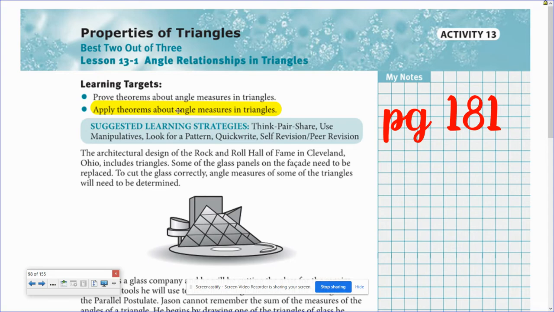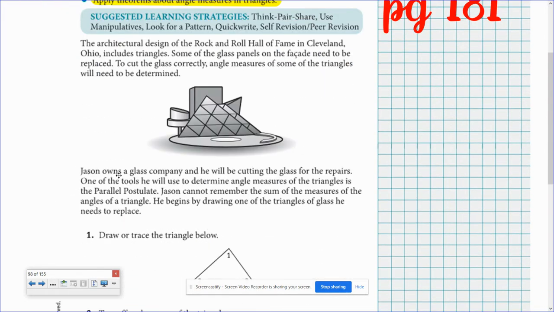We're going to be applying some theorems about angle measures in triangles today. That's kind of our main point. Now, this whole activity is about the architectural design of the Rock and Roll Hall of Fame in Cleveland that includes triangles. So you're going to be hearing a lot about this scenario with this guy, Jason, who owns a glass company and is cutting glass for the repairs of this triangular facade.